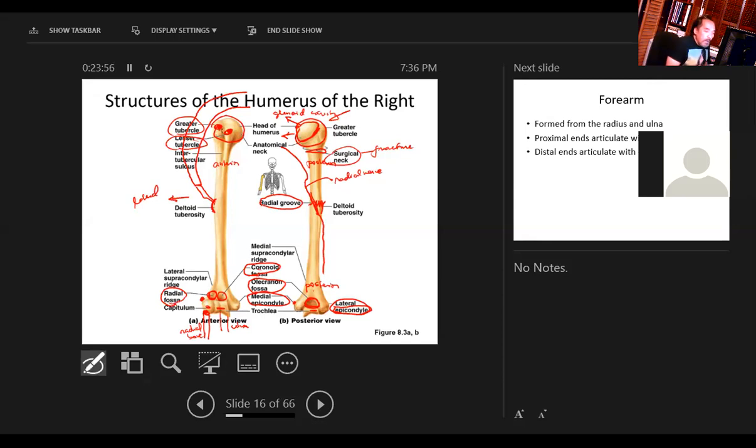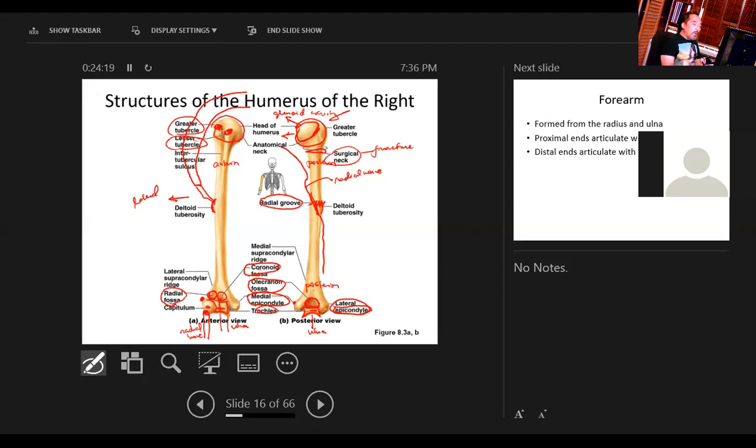And then after that, we're going to have these two processes. This is called the trochlea, and it looks like a spool of thread. That is where the ulna will articulate. Ulna will articulate with that trochlea, and you can see it also in the front. Okay, it looks like a spool of thread.